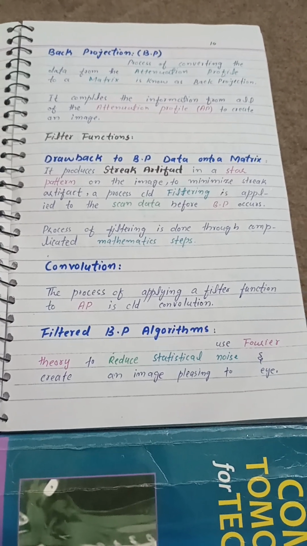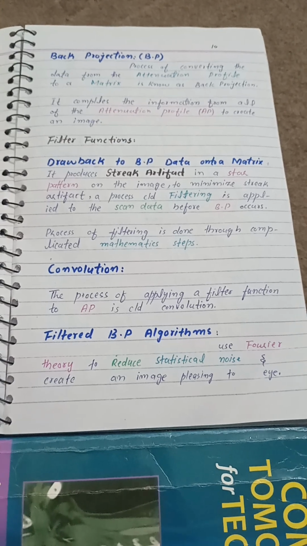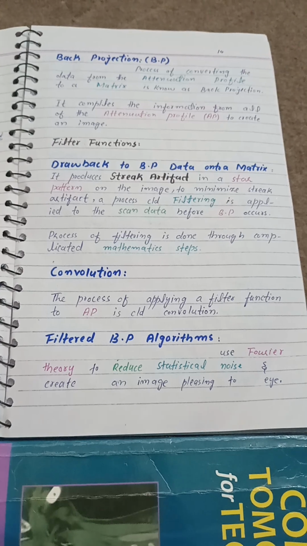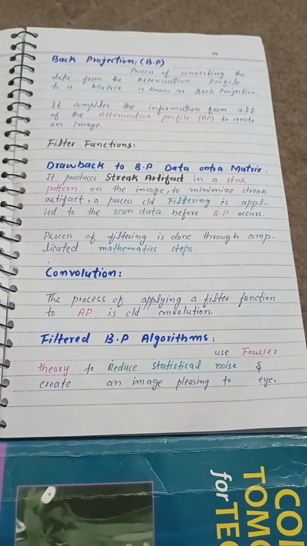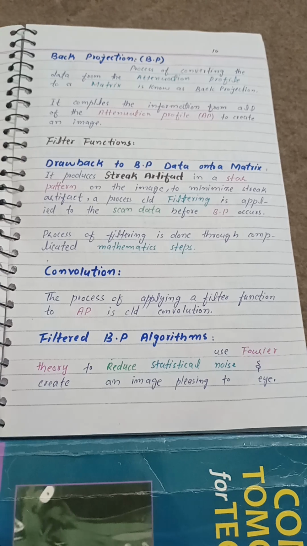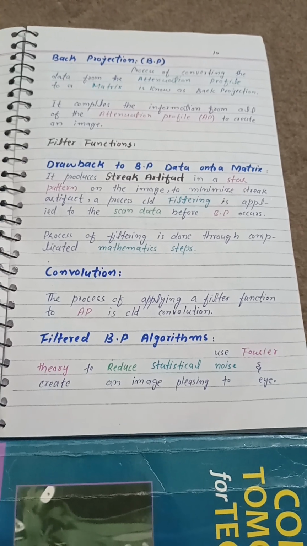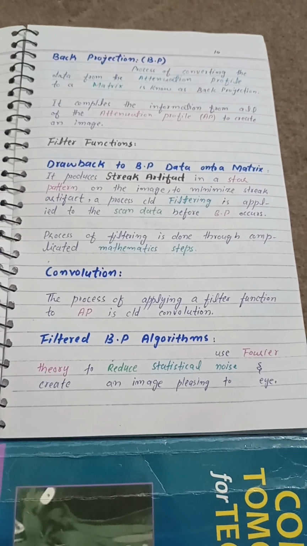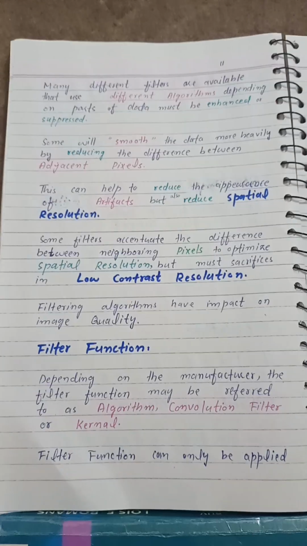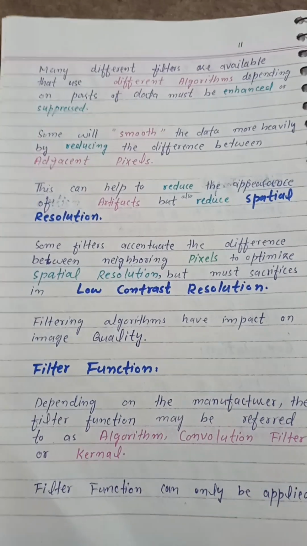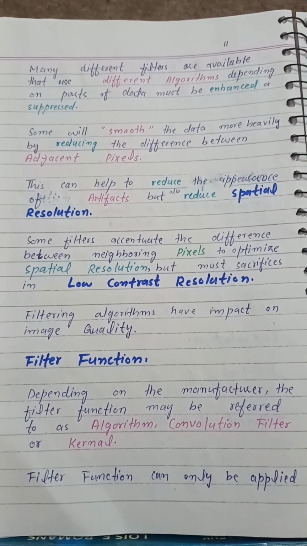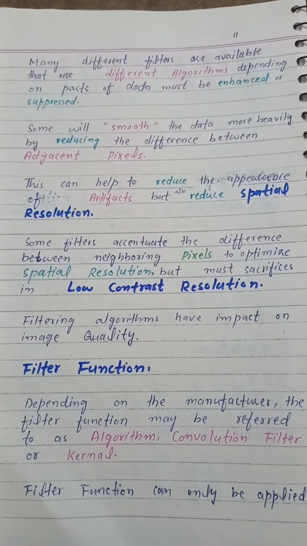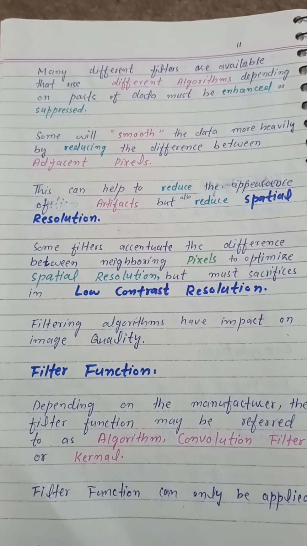Convolution. The process of applying a filter function to the attenuation profile is called convolution. Filtered back projection algorithms use Fourier theory to reduce statistical noise and create an image pleasing to the eye. Many different filters are available that use different algorithms, depending on which parts of the data must be enhanced or suppressed.